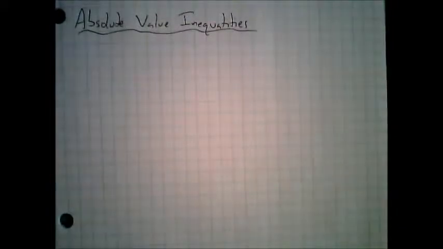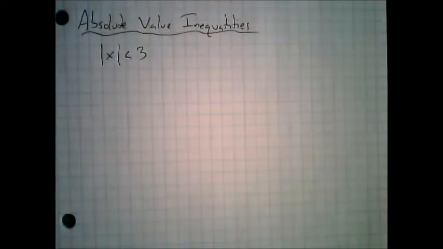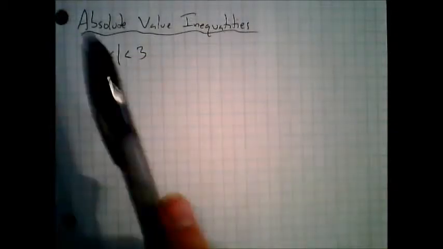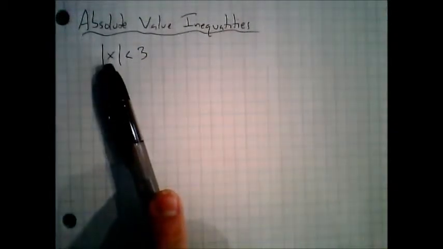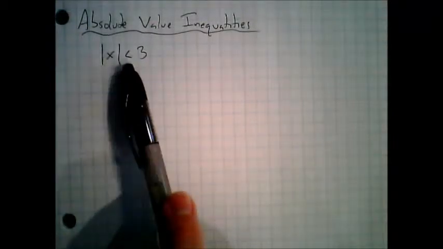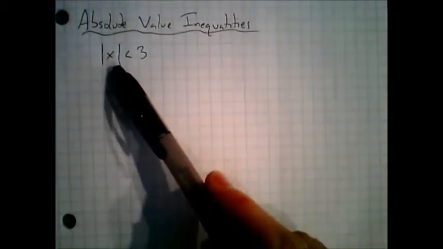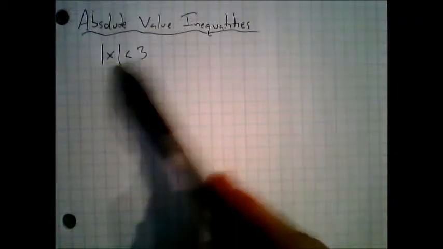Alrighty, in this video we're going to look at solving absolute value inequalities. So, let's start with the absolute value of x is less than 3. Okay, very simply, we're trying to figure out what values of x, when we take the absolute value of those numbers, are going to give us something less than 3. Or what numbers are closer than 3 to 0 on the number line.